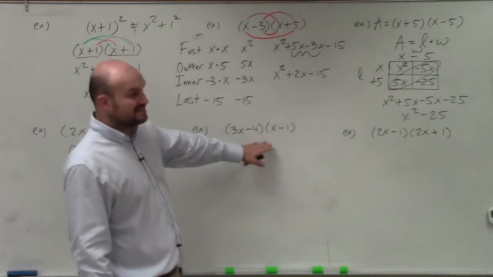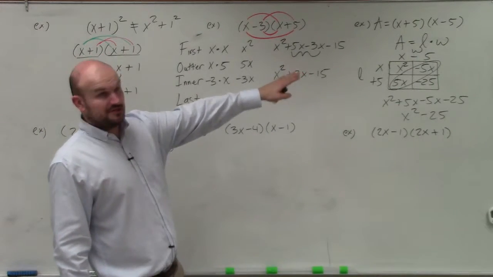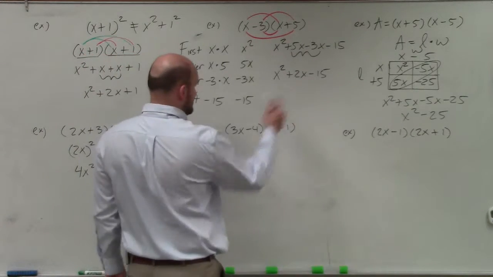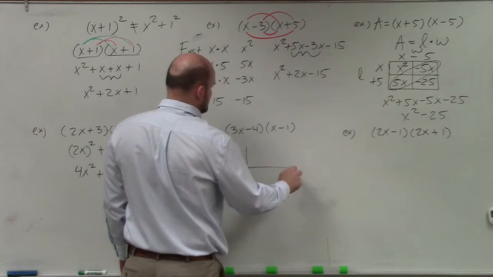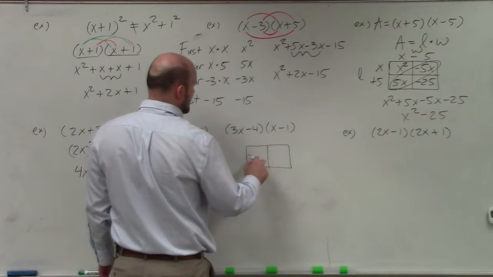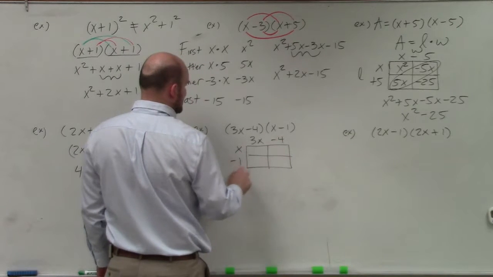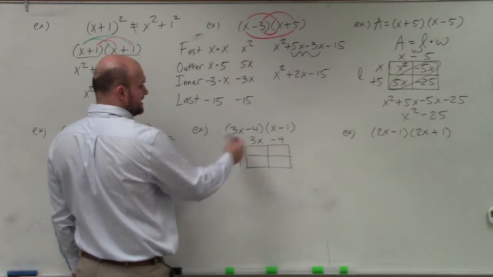In this case, you can see this is not a binomial squared, nor is it a difference of 2 squares. So therefore, we're just going to have to multiply this the old-fashioned way. And again, I'll do the box method to make sense here. Again, you're going to have 2 terms. So I'll do 3x minus 4 on one side, and then x minus 1 on the other. Again, you're just finding length and width of each box.